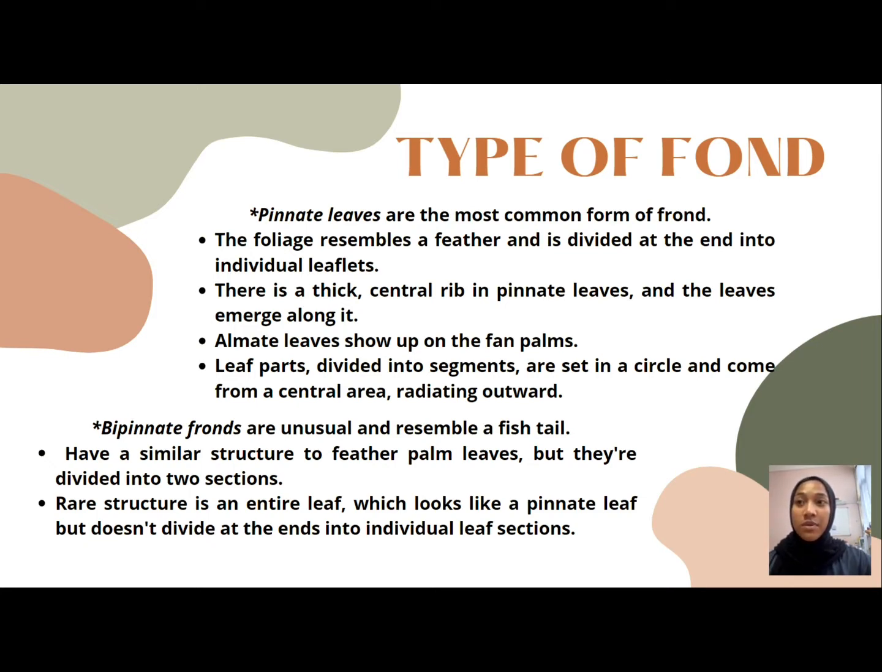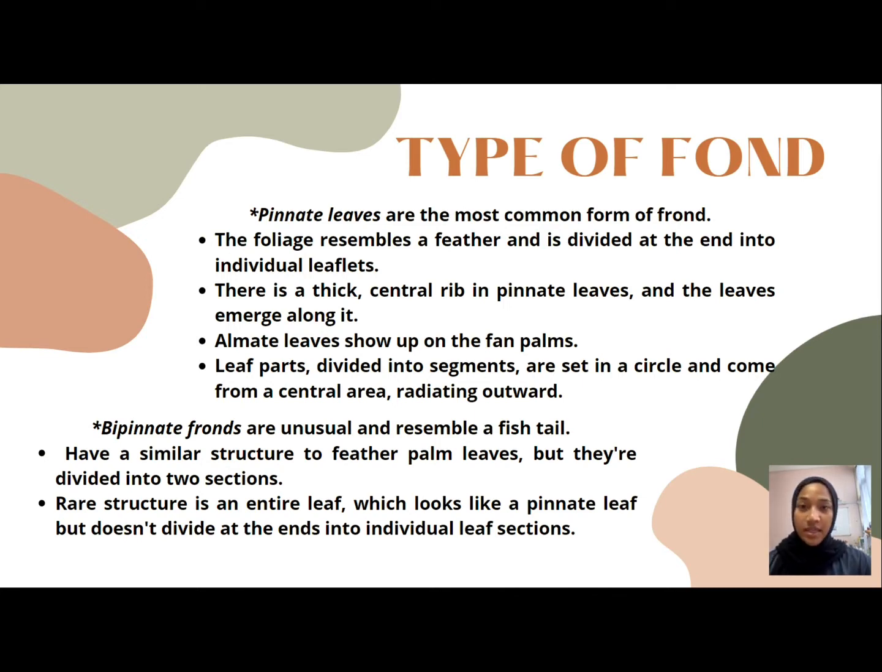The foliage resembles a feather and is divided at the end into individual leaflets. There is a thick central rib in pinnate leaves, and the leaflets emerge along it. And these are alternate leaves that show up on the fan palms, where the leaf is divided into segments set in a circle and comes from a central area, radiating outward.